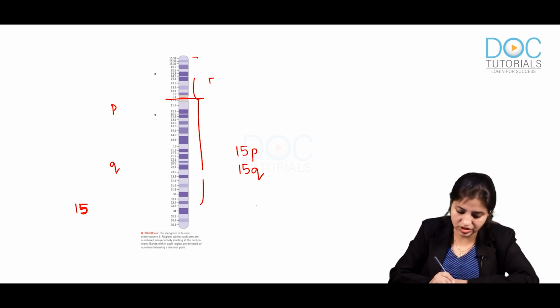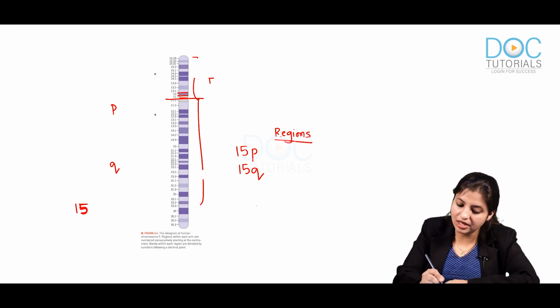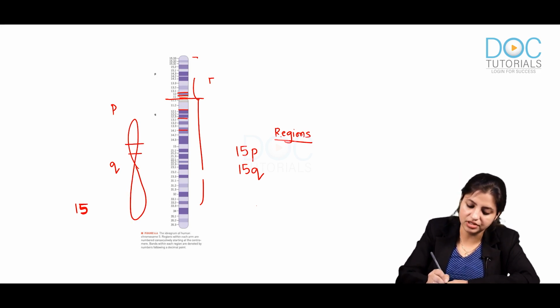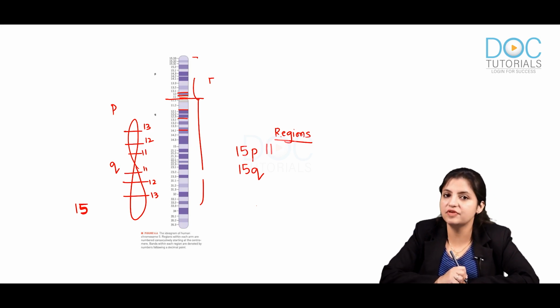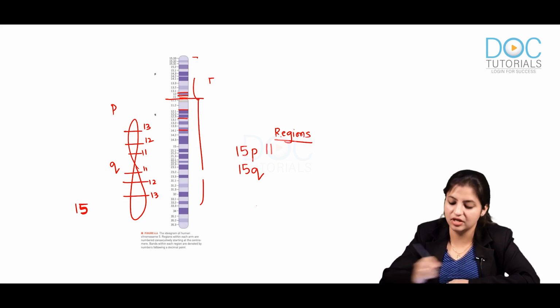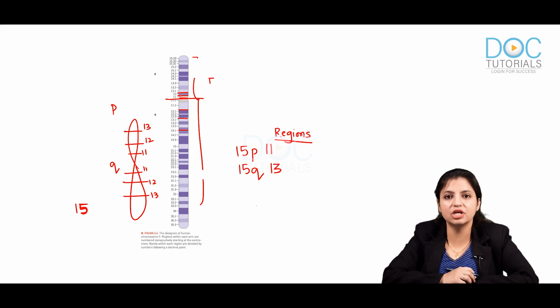So the first thing you do is divide the chromosome into regions starting from the centromere: 11, 12, 13, like that. So every chromosome is now divided into regions, and the first thing that comes here is the region. Suppose I am saying 15P11, that is chromosome 15, short arm, and region number 11. 15Q13 is chromosome 15, long arm, region number 13.